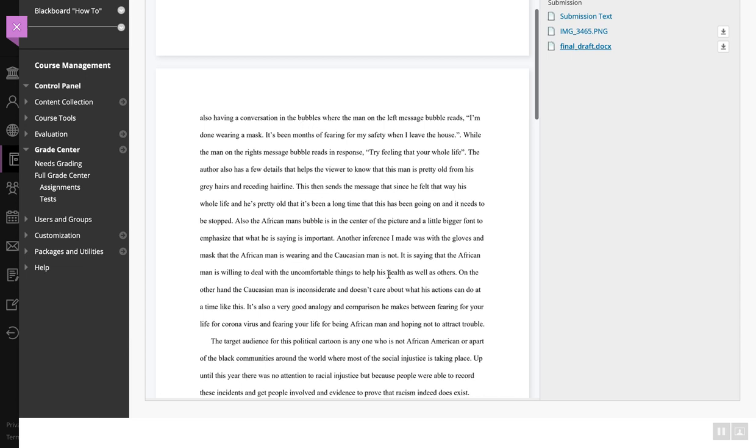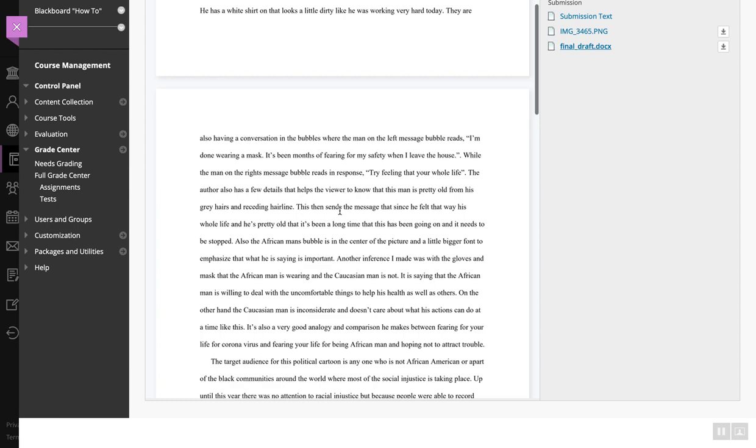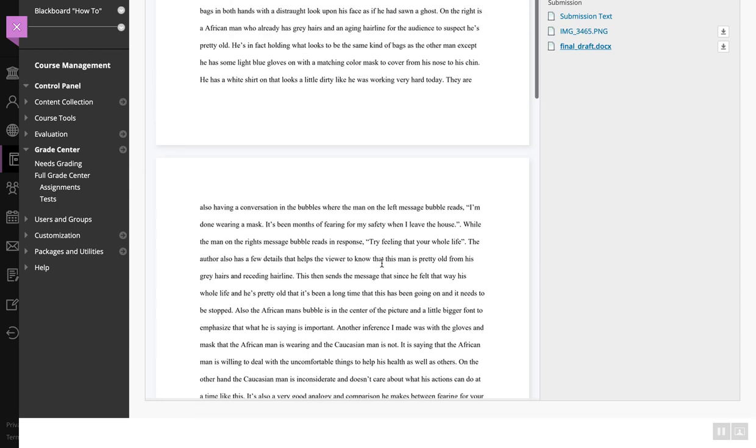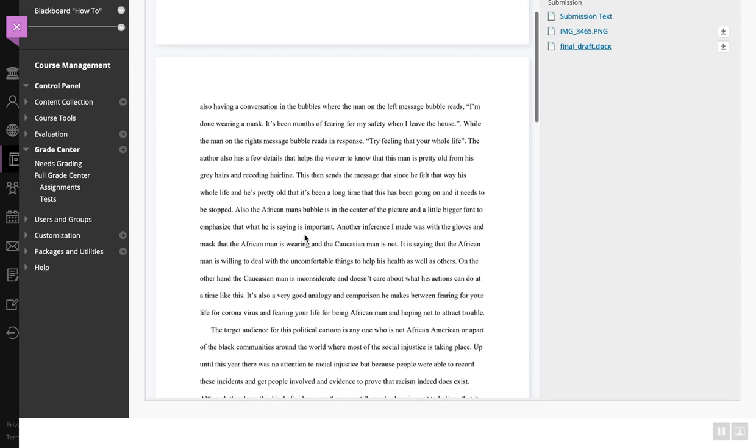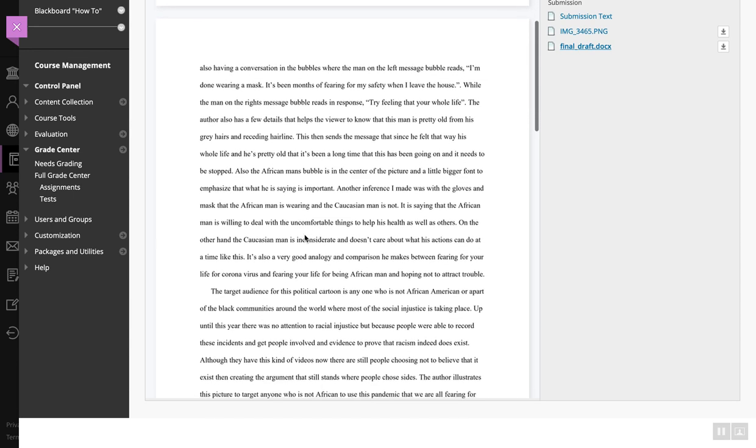I do think that your paragraph becomes a little disorganized here because you're making multiple points in a single paragraph, and you need to focus on one main idea per paragraph.